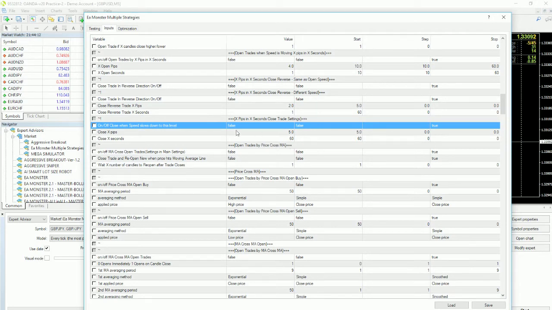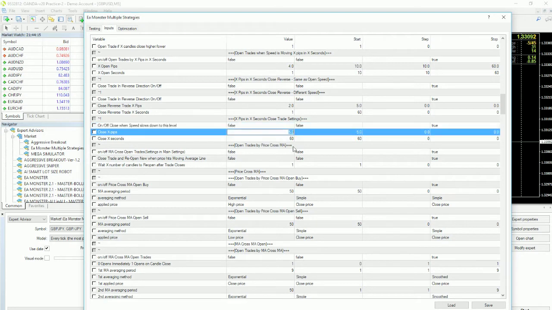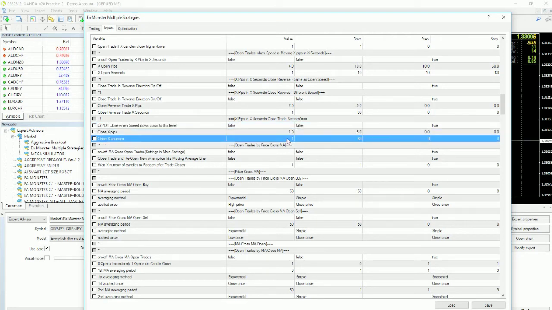X pips in X seconds close trade. This is if it's going in the same direction and it just basically slows down. If it slows down to 1 pip in 1 second, it'll just start closing the trade. It's good if you have a really good news release, it bursts out, and the whole idea is that if you roll a ball really fast and the price breaks through something, as it slows down to a certain point, it's going to just close the trade.